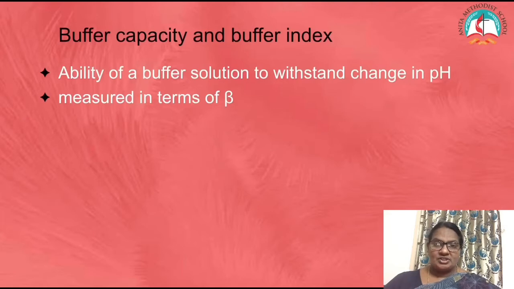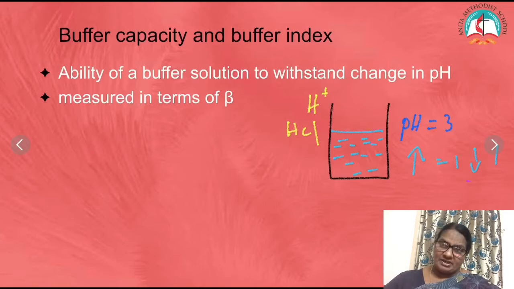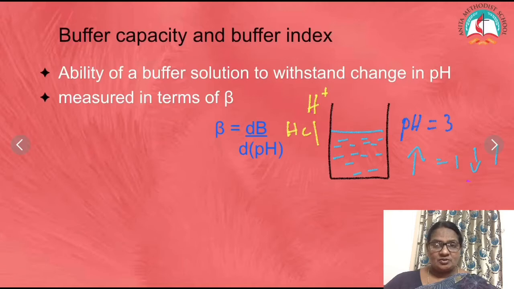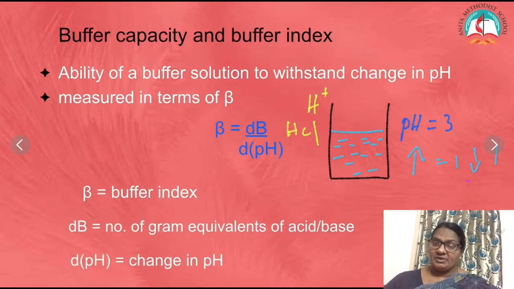So I have a solution here whose pH is 3. Let me say I am adding acid to it. What happens when I add an acid? Hydrogen ion concentration increases, pH should decrease by 1 unit, or if I add a base, the pH may increase by 1 unit. So beta is defined as the number of gram equivalents of the acid or a base to be added to bring about a change in the pH by 1 unit. So beta is buffer index, dB is the gram equivalents of acid or base, and dpH is the change in the pH. With this we move on to salt hydrolysis.